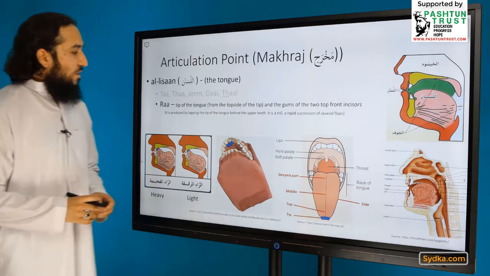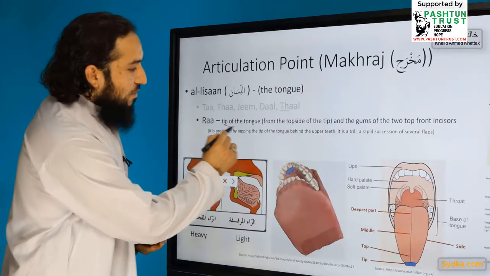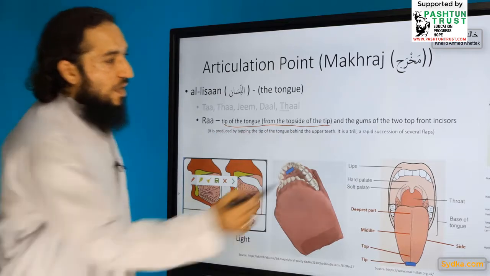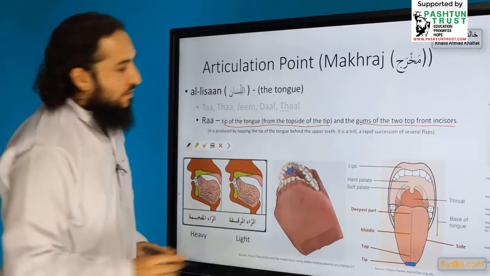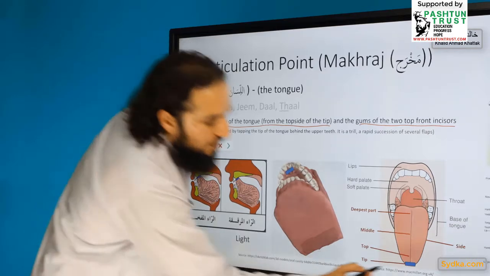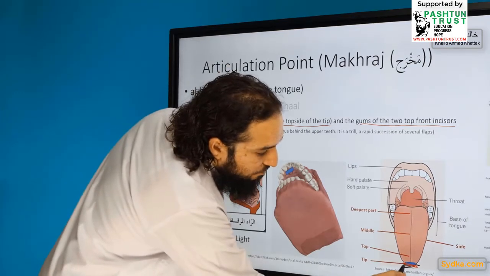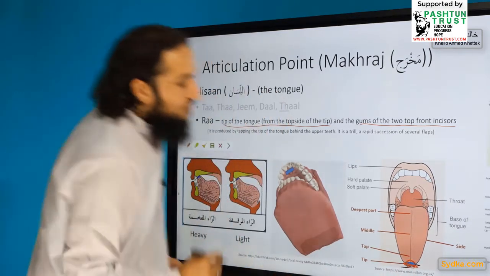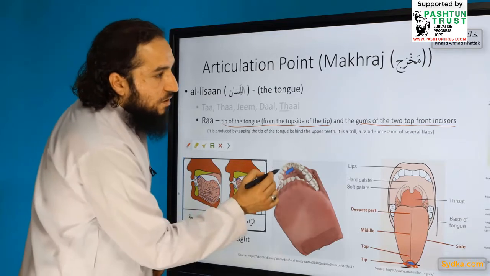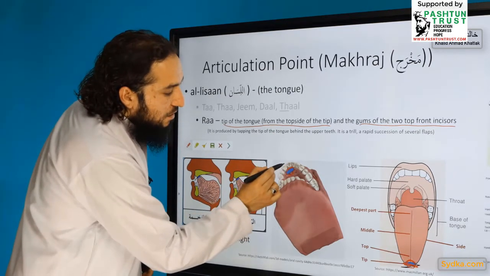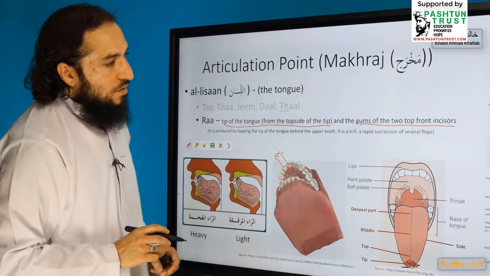Okay, so what is the articulation point? Let me explain that. The articulation point is the tip of the tongue from the top side of the tip and the gums of the top two incisors. We will be using the top side of the tip of the tongue, and that will be touching the gums of these top two incisors when we're reciting the Ra. This place is the Ra articulation point.